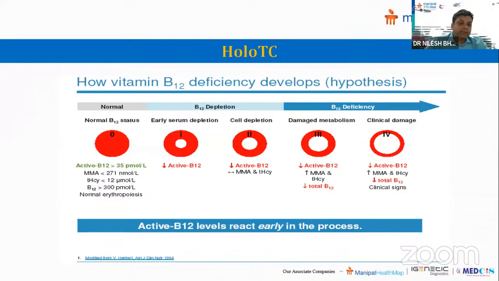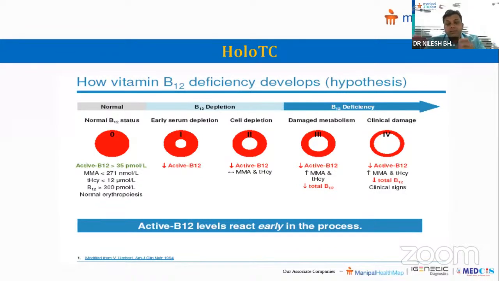Whenever there is a normal B12 status, you will have normal levels of total B12 and HoloTC. Whenever there is a B12 depletion, when the depletion begins, there is a depletion at serum level and at cell level. In both conditions, the earliest marker to go down is HoloTC, the active B12. In depletion, the active B12 goes down below the normal level, but total vitamin B12 can still be normal. So when does total B12 go down?